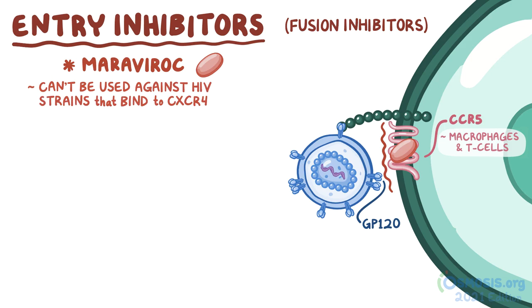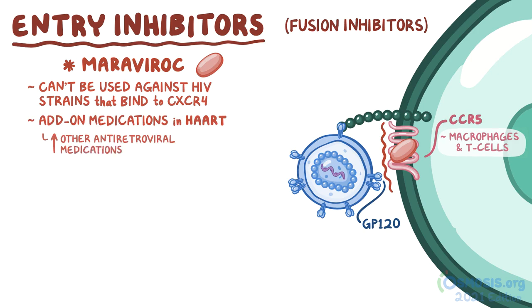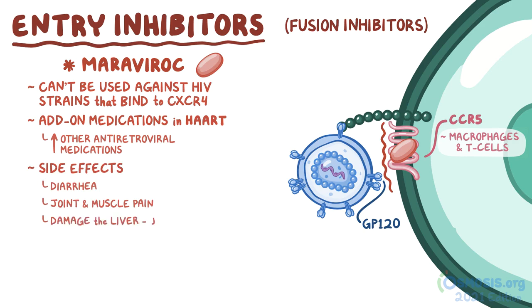CCR5 receptor inhibitors are used as add-on medications in HAART regimens, which means that they're used to boost the effect of other antiretroviral medications. CCR5 receptor inhibitors are generally well tolerated. The most common side effects include diarrhea, joint and muscle pain, and they can also damage the liver, leading to jaundice and elevated hepatic enzymes.